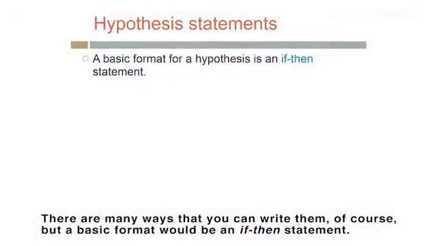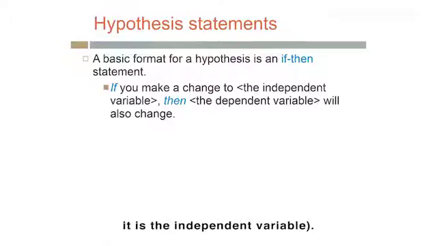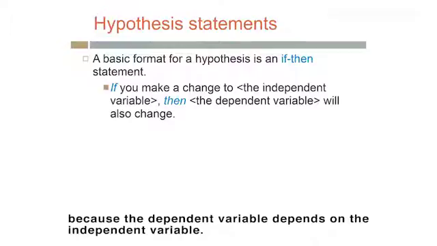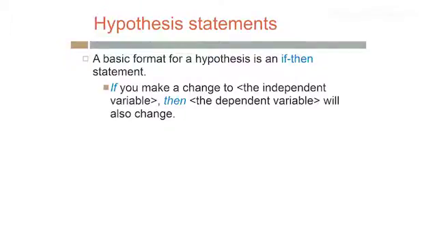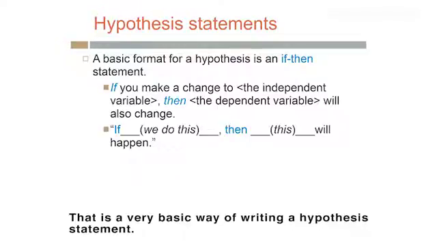Well, there's many ways that you can write them, of course, but a basic format would be an if-then statement. Okay, so something along the lines of, if you change this thing, what is it? It's a variable. Which variable is it? It's the independent variable. So if you change the independent variable, then the dependent variable will also change, because the dependent variable depends on the independent variable. So if we do such and such, then this thing will probably occur. Okay, that's a very basic way of writing a hypothesis statement.